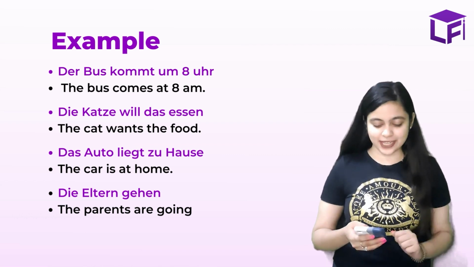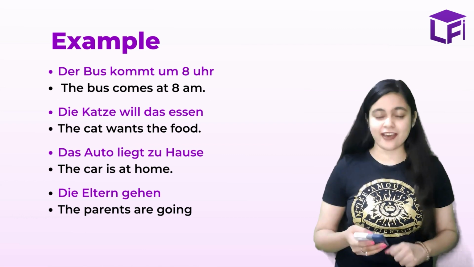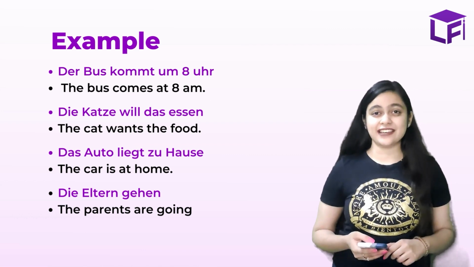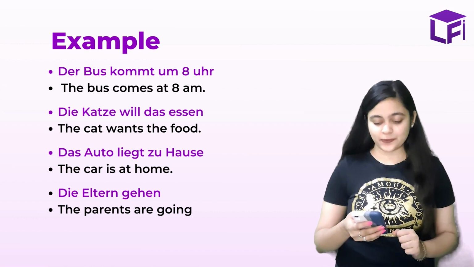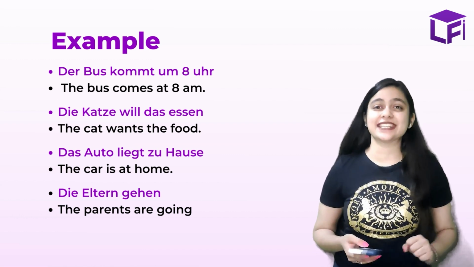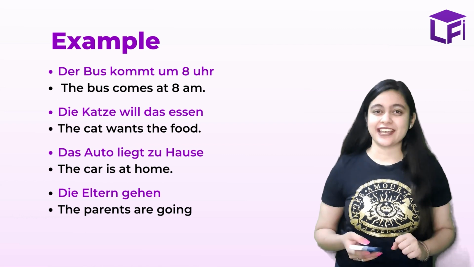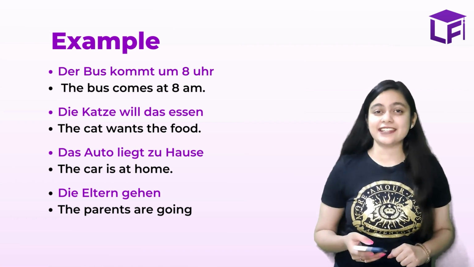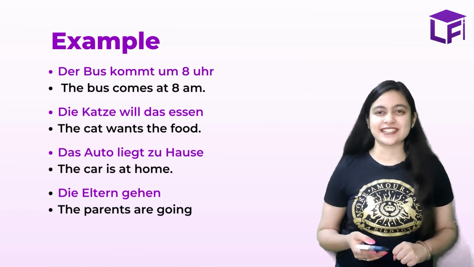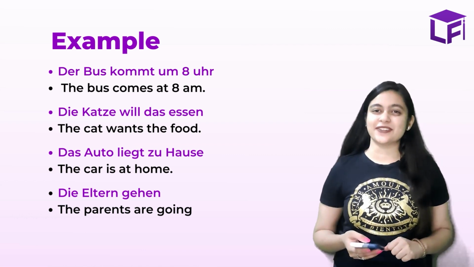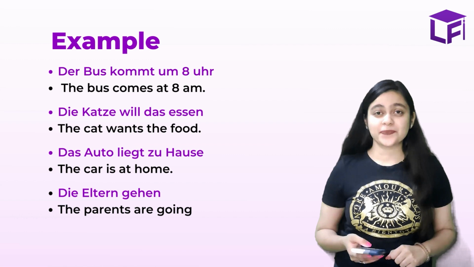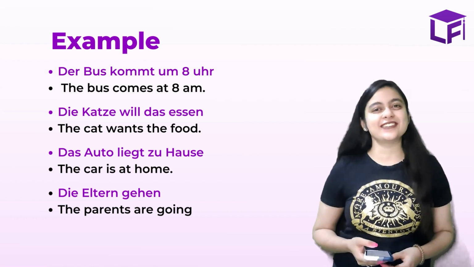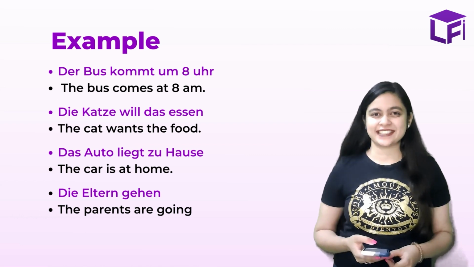The next example is Die Katze will das essen. My apologies. Die Katze will das essen. So now what does that mean? Die Katze? The cat wants to eat the food, or the cat wants the food. So now this tells us that Die Katze is the nominative of the sentence.